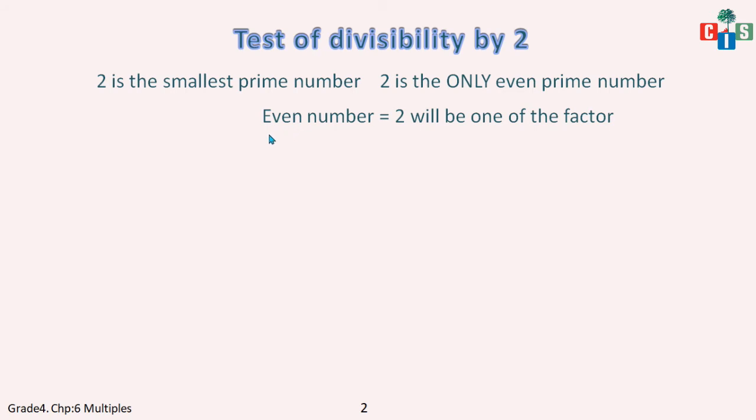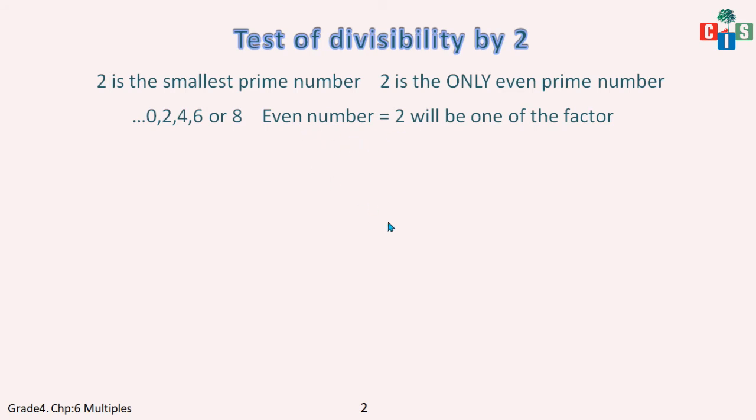Now let's brush up what even numbers are. The numbers that end with, see these dot dot lines, there are numbers before the end. The numbers that end with either 0, 2, 4, 6 or 8 are known as even numbers. So I can say that in even numbers, 2 will be one of the factors. Fine. So this is all we did in the previous video. Okay, I have just brushed up.